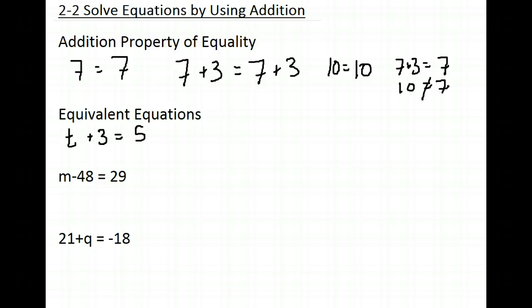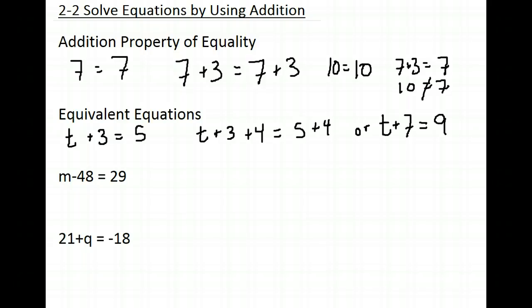So that would be t plus 3 plus 4 equals 5 plus 4, and we combine our like terms. We have t plus 3 plus 4. We can combine those, so we get t plus 7 equals 9. And so those are equivalent equations.